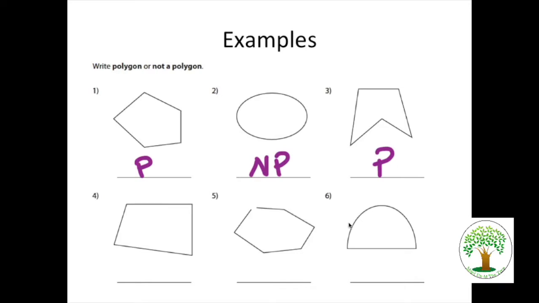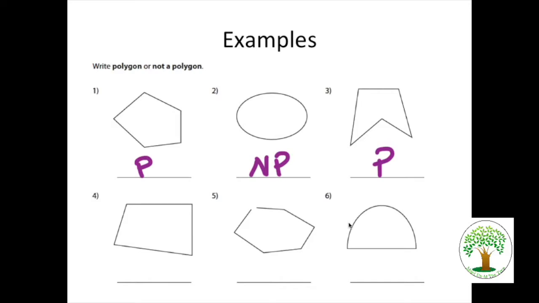Now I'll let you do 4 through 6, get 4 through 6 finished, and we'll work on it together. Just give me an indication that you're finished. I've got 1 person who's done. 2, 3, 4, 5. All right, number 4.